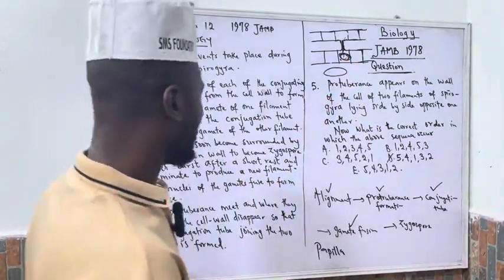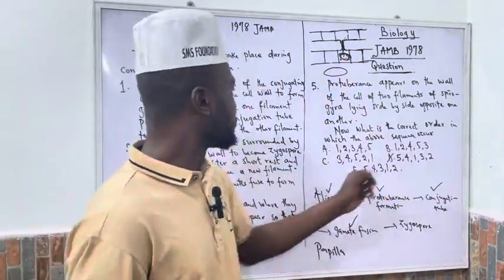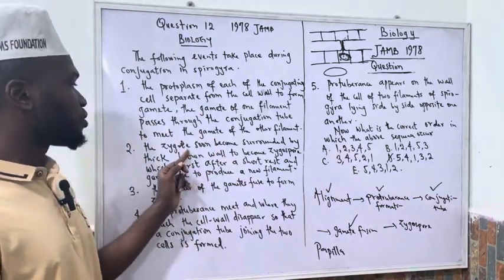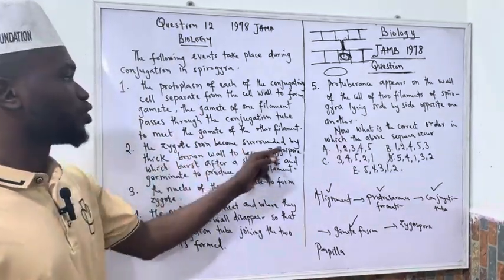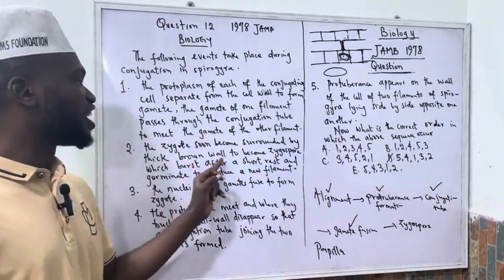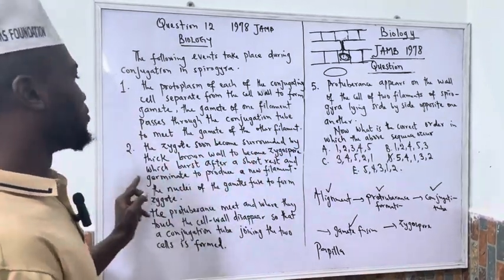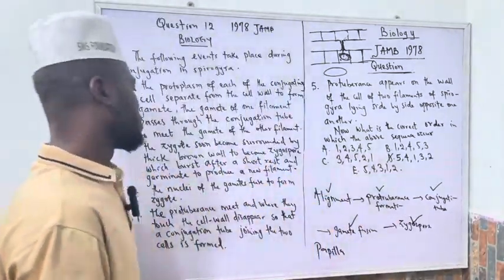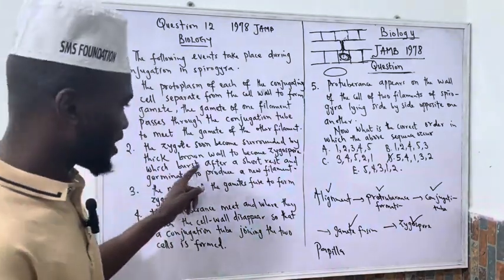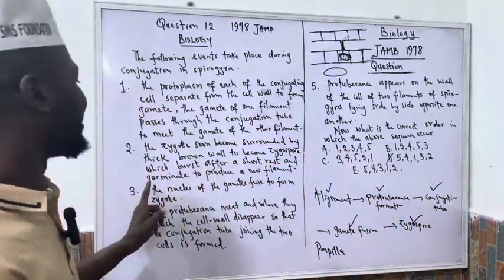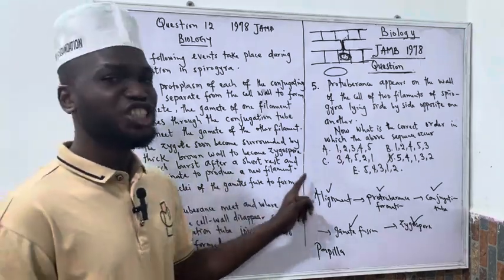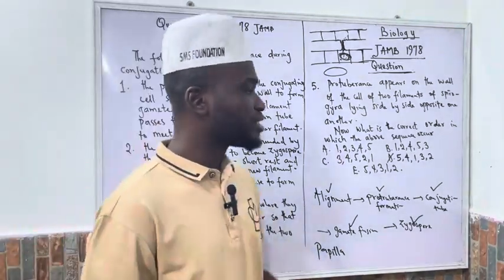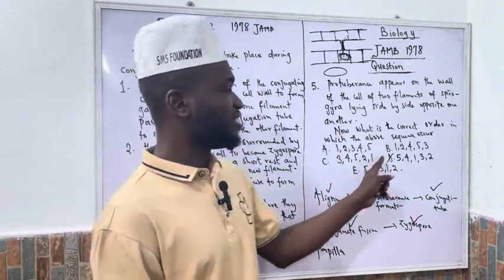The last one is zygospore, which is 2. Let's go to 2. The zygote soon becomes surrounded by a thick brown wall to become zygospore. I've explained how zygospore is formed, which bursts after a short rest and germinates to produce a new filament. So that means the best option for this is option D.